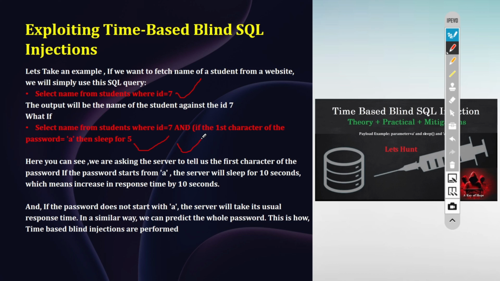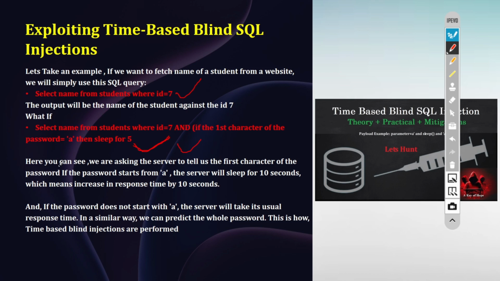Understand this. Select name from students table. Name is the column, right? From where? From students table, where ID is equal to 7, the student's name whose ID is 7. And if the first character of the password is equal to A, then the website will respond in 5 seconds. So it will delay for 5 seconds.